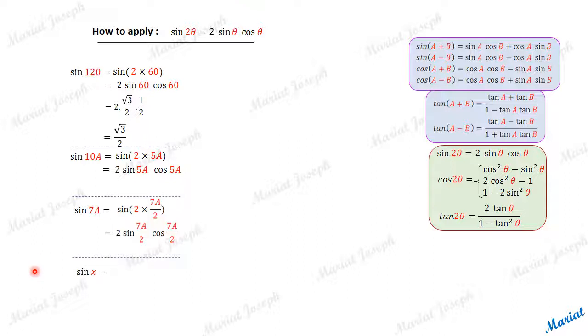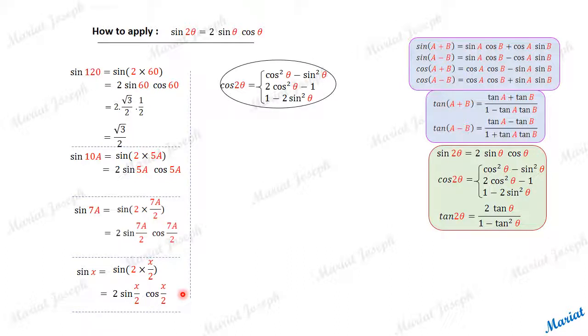Also sometimes sin x, simple, looking very simple, but we need to write this function in its half angle. Why half angle? Yes. If you want to treat it as 2 theta, it should be 2 into x by 2. 2 into theta, 2 into x by 2 is x itself. So treat x by 2 as theta and apply this formula. So we can write it as 2 sin x by 2 cos x by 2.